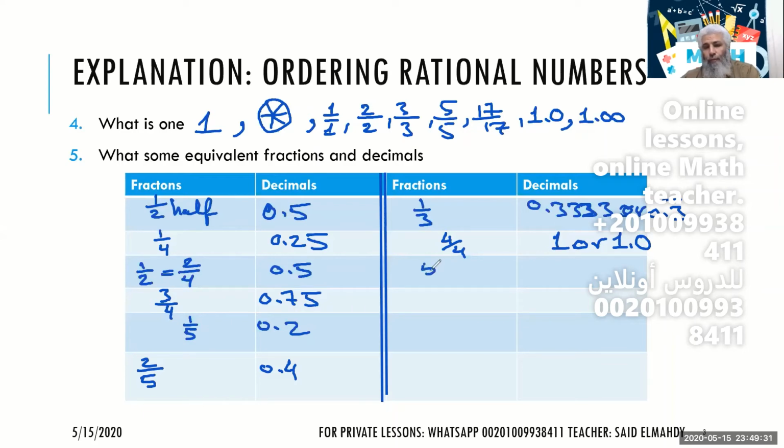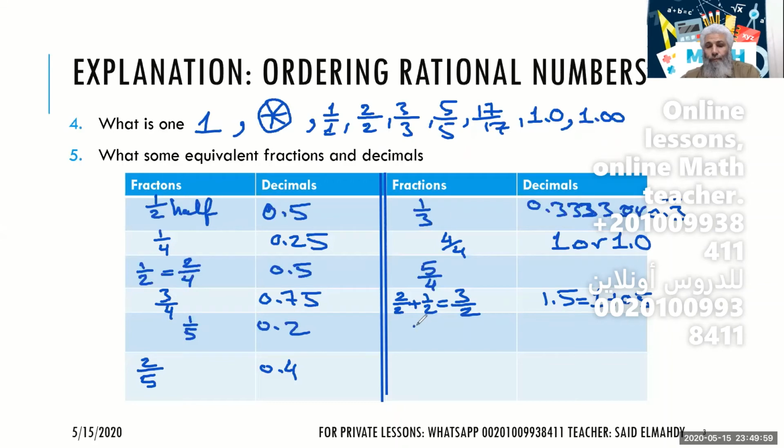What about 5 over 4 or 3 over 2? 3 over 2, this is 1.5. How did we know? Because 3 over 2 equals 2 over 2 plus 1 over 2. This is 3 over 2. 2 over 2 is 1, and 1 over 2 is 0.5. 1 plus 0.5 is 1.5.